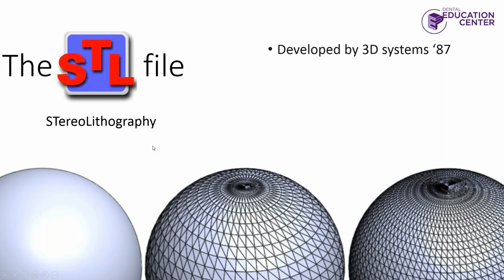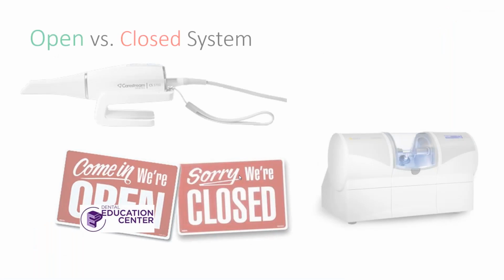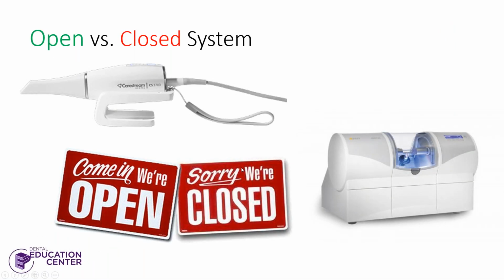The STL file is kind of where everything started, back in 1987 with 3D Systems. 3D Systems invented the STL file. It's a stereolithography file that maps surface geometry. The original ones didn't have any color, but since then they've been modified over and over, whether closed, open, colors, surface texture, you name it. The important thing to remember is it was invented by 3D Systems back in 1987. He's really the grandfather of the STL file, which we're all very familiar with right now. It's kind of like the Adobe PDF for digital dentistry.